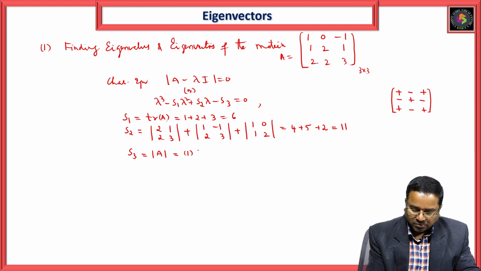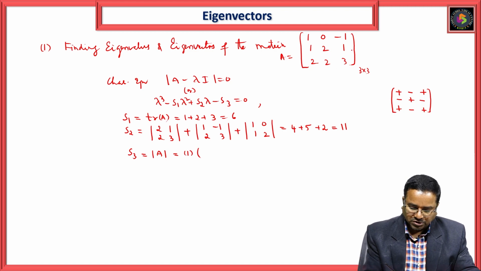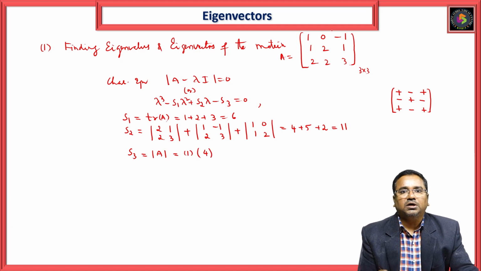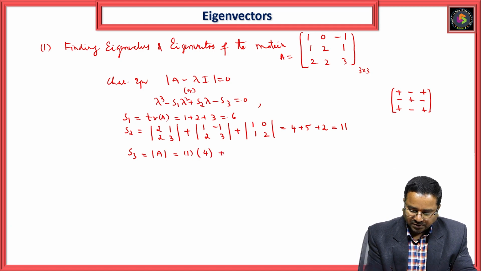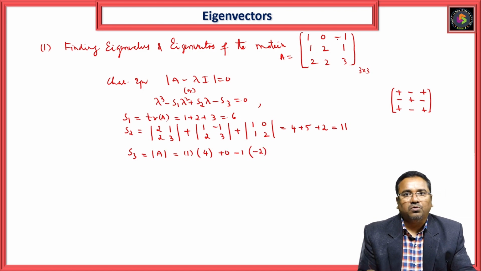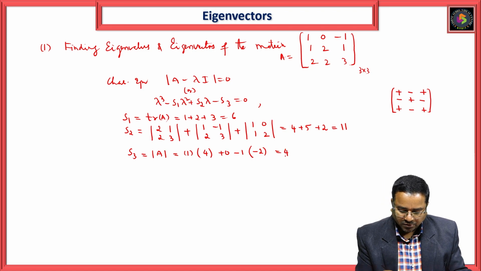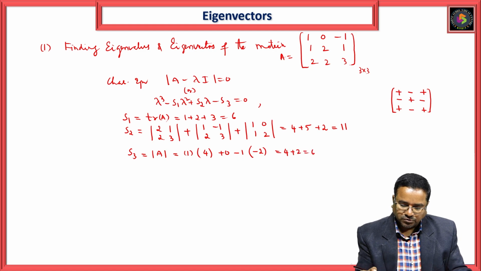Deleting this first row and first column, now you can write it: 6 minus 2 is 4. Because the second element is 0, we'll get 0 directly. But again you have to compute this one, minus 1, deleting this third column and first row. This is 2 minus 4, which is minus 2. Now this is the 4 minus plus 2, 6.